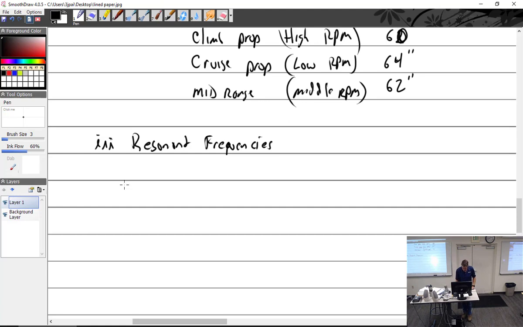So resonant frequencies. Metal props are more subject to it. I wrote metal props are subject to resonant frequencies. Obviously, to some extent, wood props also, and composite, because a composite's really a wood prop for the most part. There's wood in there. They're subject to it too. But we're talking about metal props. I would say kind of all props are. It seems to apply to metal more than anything. Metal props are subject to resonant frequencies.